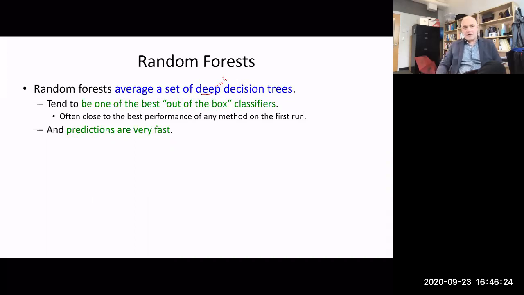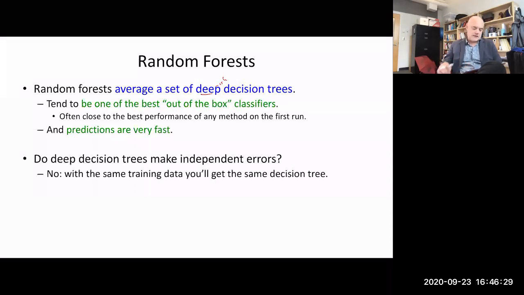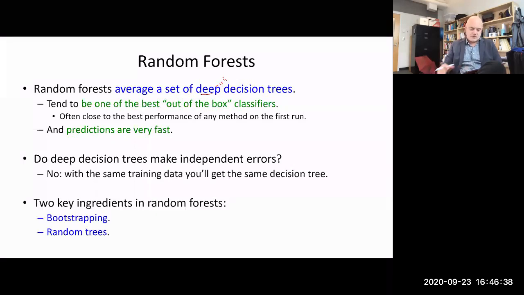So, predictions are fast, which means that we can use them in examples like the Xbox Kinect, okay? The problem is, of course, that if you're thinking about how to do this, do deep decision trees make independent errors? No, not if you train them on the same data. You get the exact same decision tree, right?